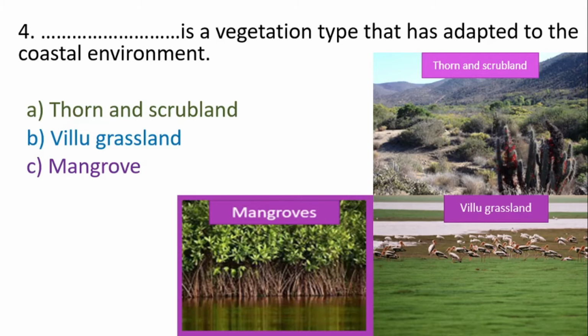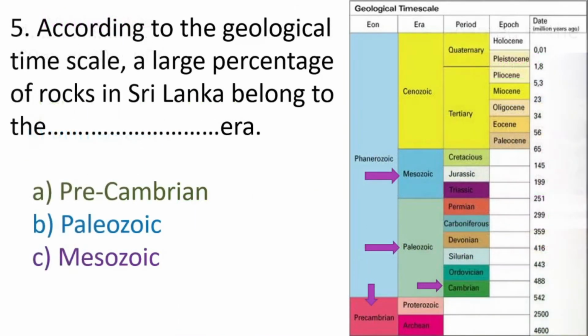Now you can pause and write the answer. Look at the question now. Mangrove is a vegetation type that has adapted to the coastal environment. Let's look at the fifth question.